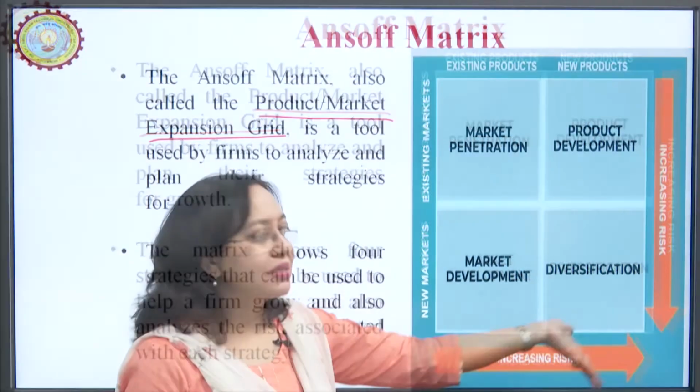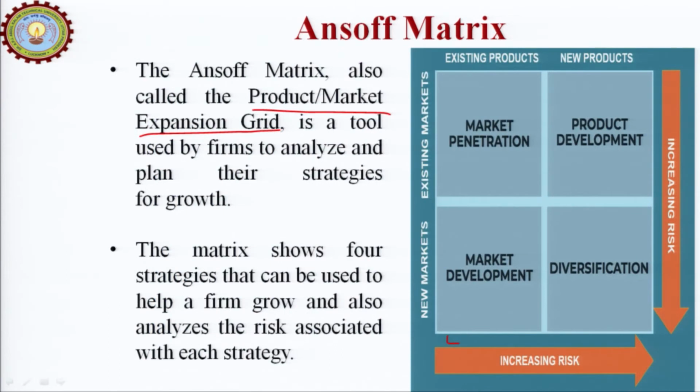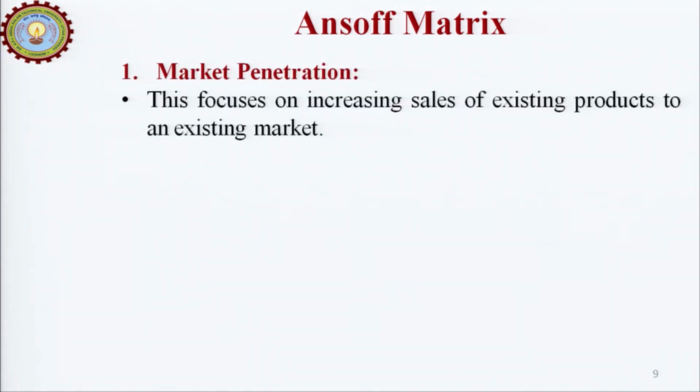On the x axis we have taken risk, and the risk is low to high; the risk is increasing in this direction. So, the risk is high here and low on this side, right. This is how this strategy works, and there are existing products, new products, new markets, existing markets. So, on the basis of this we get 4 strategies. Now, we look at these 4 strategies.